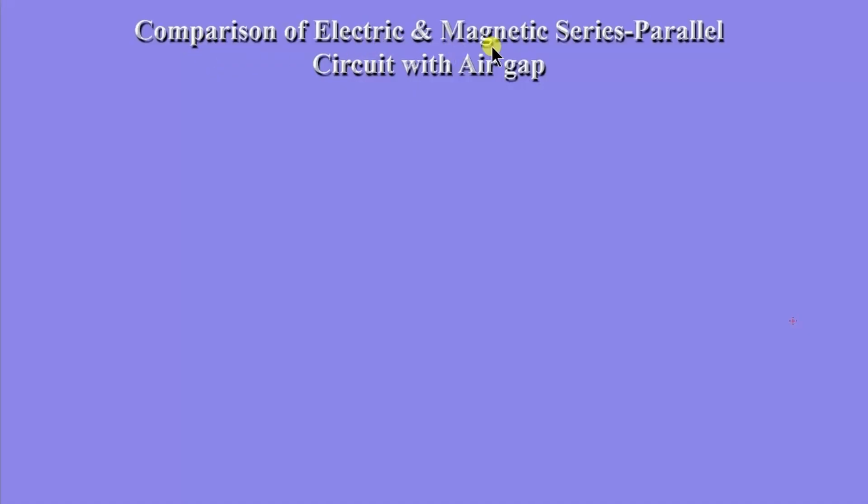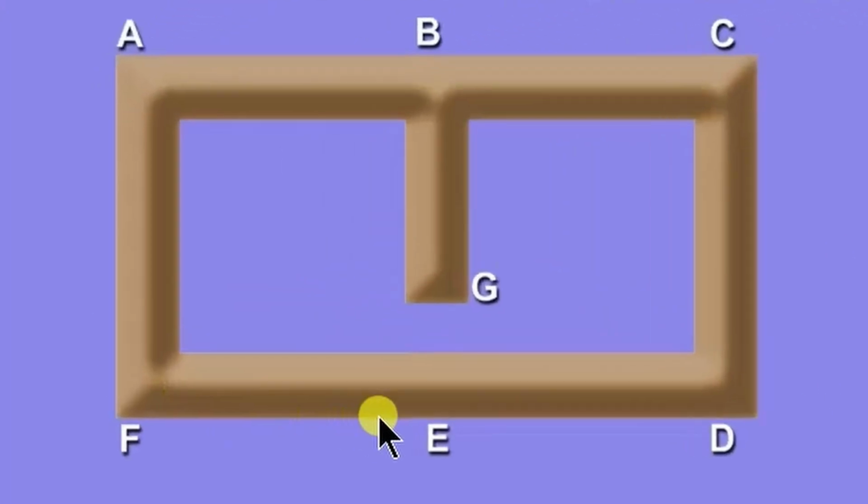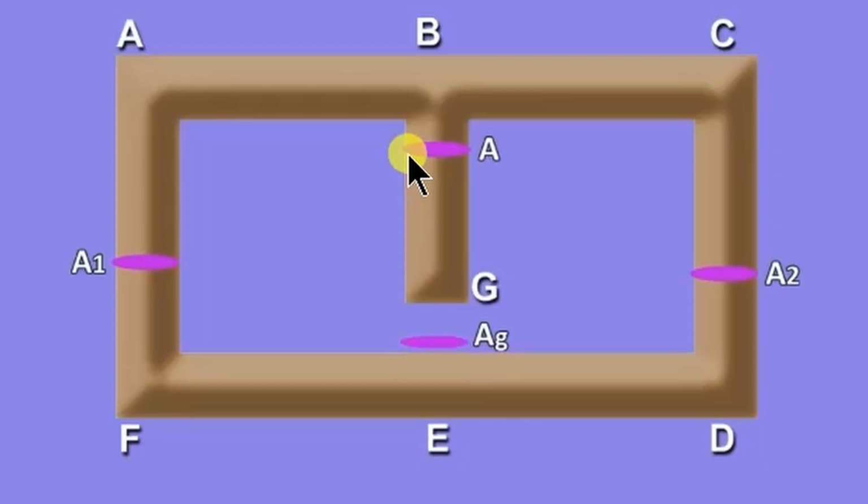Comparison of electric and magnetic series parallel circuit with the air gap. Here consider a magnetic core in which two limbs are in parallel and there is an air gap in the middle limb. Area of cross section of the paths: the main limb is having an area of cross section A, the air gap is having an area of cross section AG, the left limb BAFE is having area of cross section A1, and this is having an area of cross section of A2.